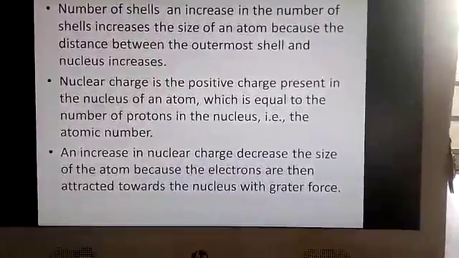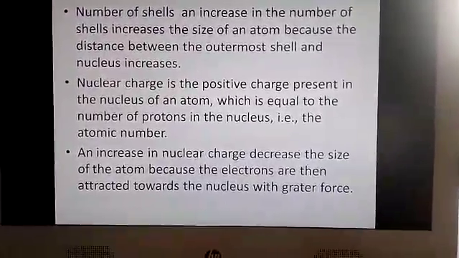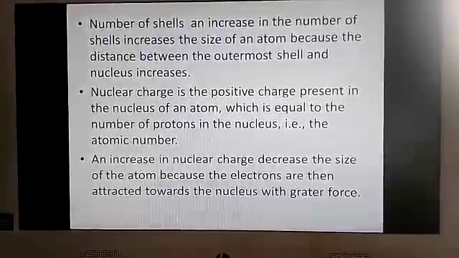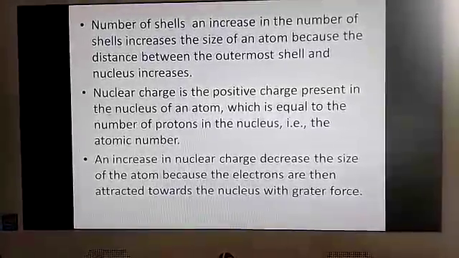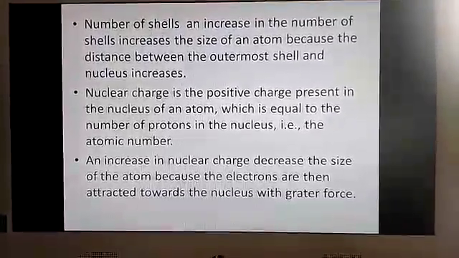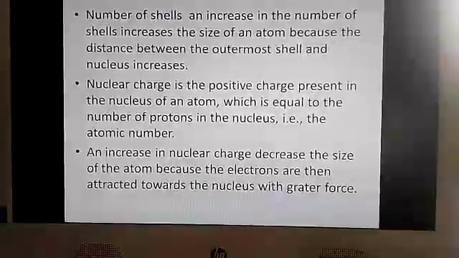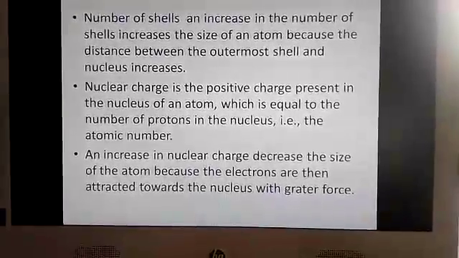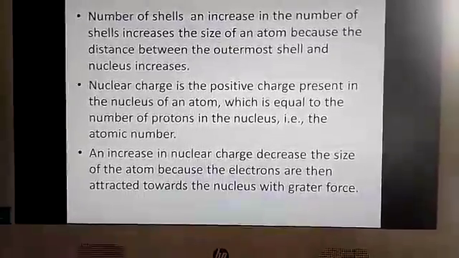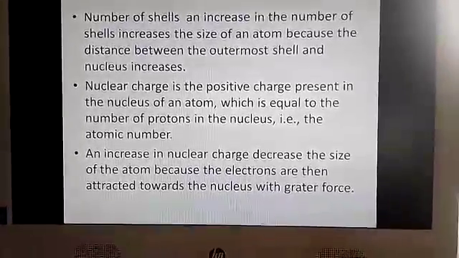And next, number of shells. An increase in the number of shells increases the size of an atom because the distance between the outermost shell and nucleus increases. Understood, children? An increase in the number of shells increases the size of an atom because the distance between the outermost shell and nucleus also increases.